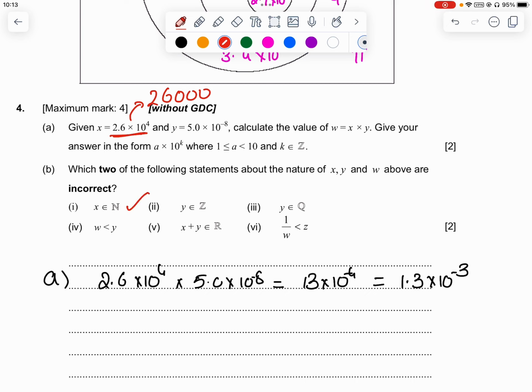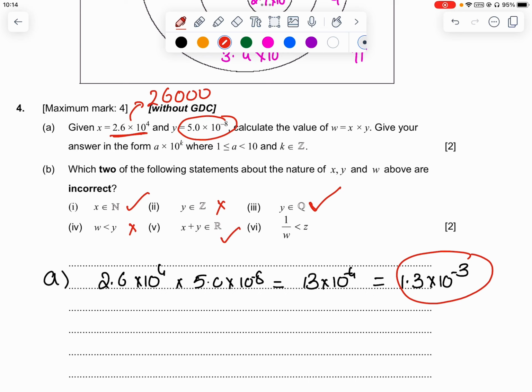Y belongs to Z. No, it's not an integer. Y belongs to Q. It's not a rational number. It's a rational number. Y belongs to Q is a rational number. Then W is less than Y. W is greater than Y because W is 10 power minus 3, whereas Y is 10 power minus 8. So W is less than Y is wrong. X plus Y is a real number. Everything is a real number.